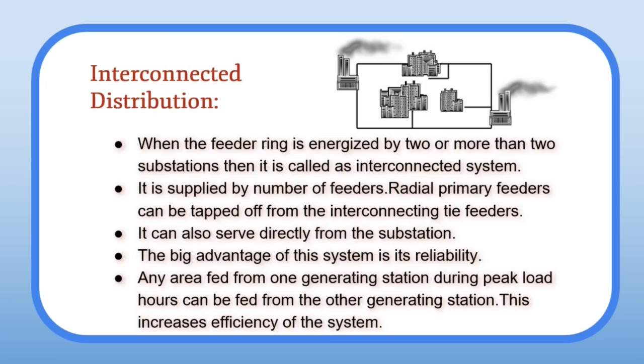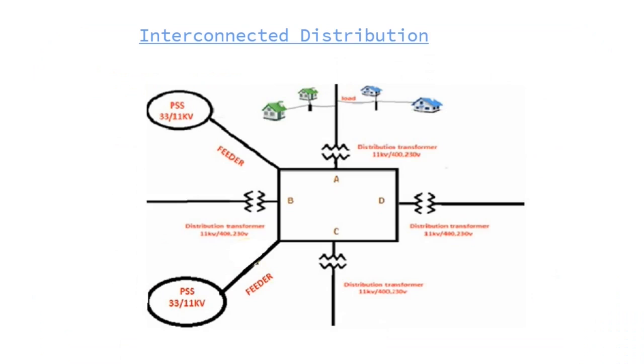The big advantage of this system is its reliability. Any area fed from one generating station during peak load hours can be fed from other generating stations. This increases the efficiency of the system. Now I will explain this scheme in the next slide using figures.